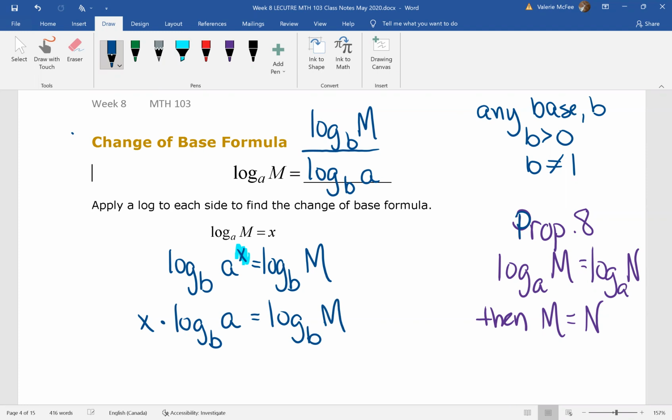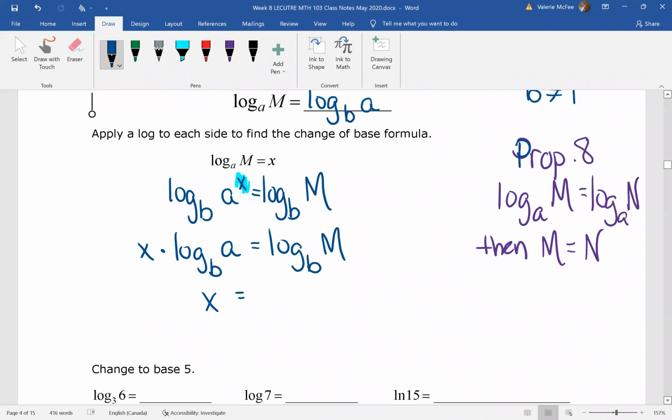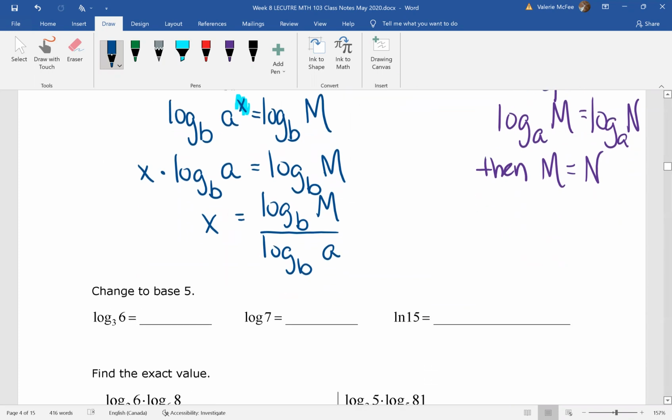And of course, if I divide both sides, I could see that x equals log base b of m all divided by log base b of a. So if you don't have the formula memorized, you can always figure it out. Let's do some practice using the change of base formula.